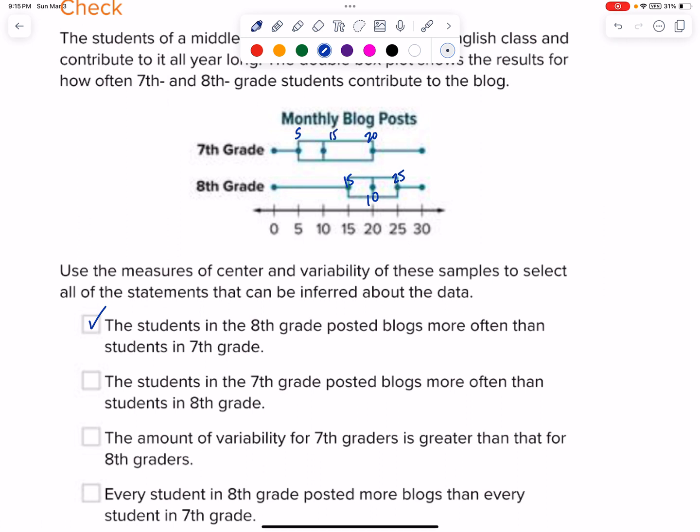So which one has more variability? Well, this has more variability. So the amount of variability for 7th grade is greater. Yes, that's true. They're not as consistent.